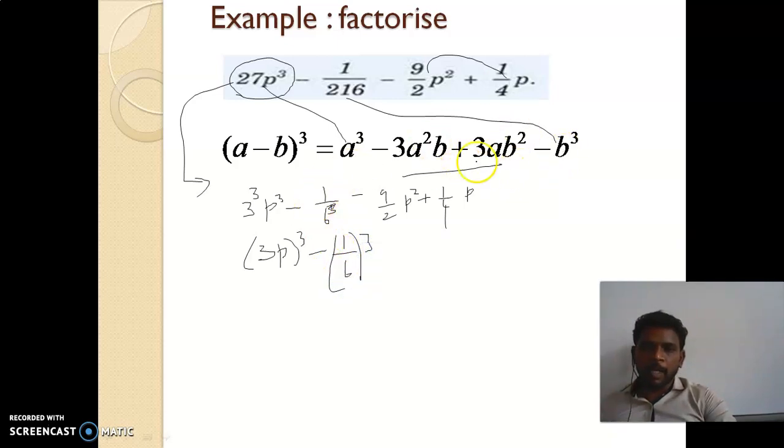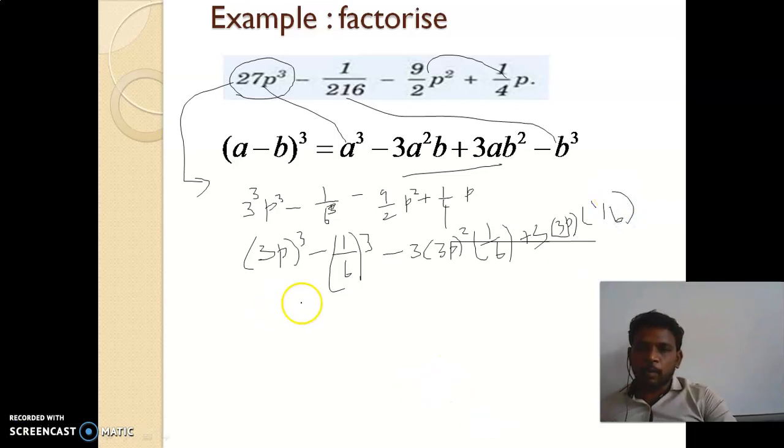that is, it will stand for a cube minus b cube. The remaining two terms are there. How can we write this? So minus 3 into, instead of a we can write 3p, 3p whole square into b, and b is nothing but 1 by 6. And plus 3ab square is there, so 3 into, instead of a again 3p, and then b square, where b is nothing but 1 by 6.